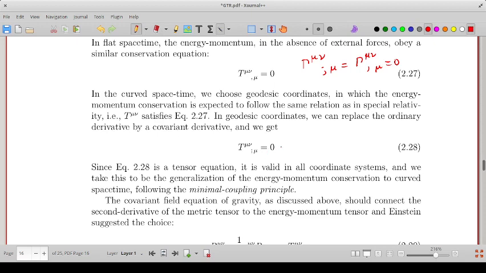But then this is a tensor equation, and therefore, invoking the minimal coupling principle, we would say that this should be valid for the curved spacetime also. And since this is a tensor equation, it retains its form in all coordinate systems as well. And we take this to be the generalization of the conservation of the energy momentum tensor.